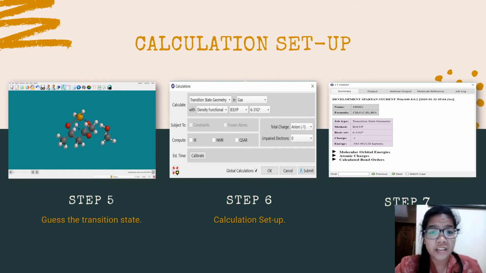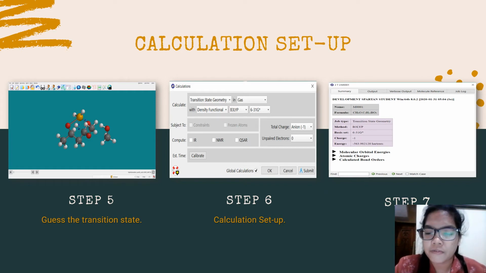The calculation dialog from the setup menu will be used to specify the tasks to be accomplished, the theoretical model to be employed, and the functionals or the basis sets to be supplied. In this case, we employ Becke's 3-parameter Lee-Yang-Parr or the B3LYP functional and the 6-31G* as the basis set.